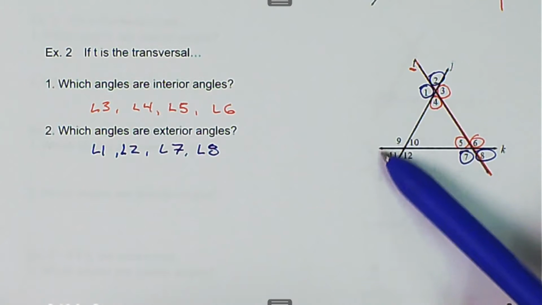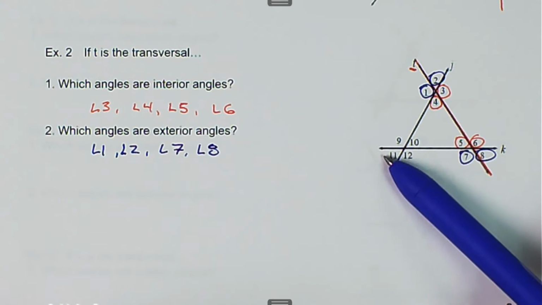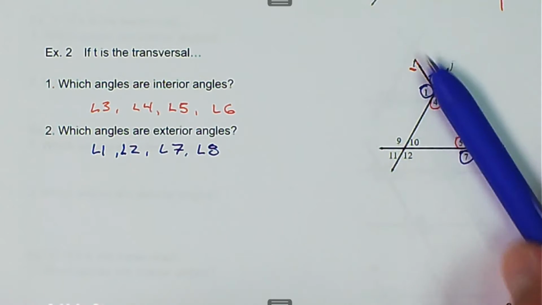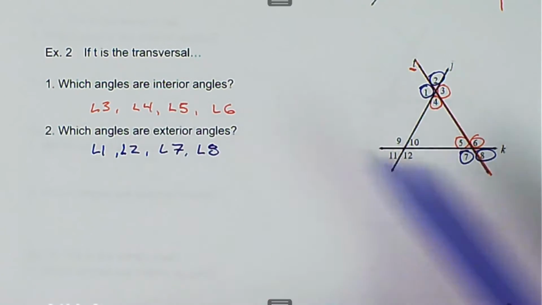Now notice there are 4 angles over here that we didn't even talk about. We didn't talk about these angles over here because they are not connected to the transversal. If they're not connected to the transversal, we're not going to talk about them being interior or exterior.